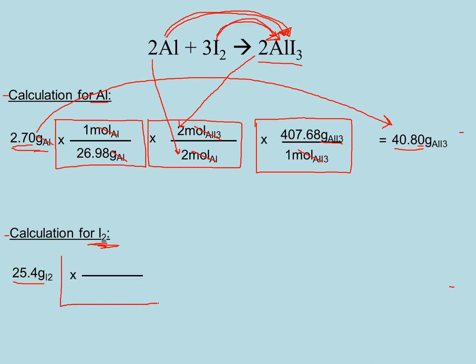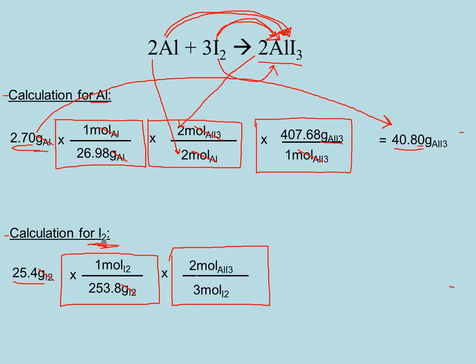The first step would be to set up a conversion factor that will cancel out grams of iodine. So we use the molar mass of iodine to get us to moles of iodine. We would then set up our next conversion factor so that we can get from moles of iodine to moles of aluminum iodide. So that is our 2 to 3 ratio, or 3 moles of iodine on the bottom to 2 moles of aluminum iodide on top. So we are now in moles of aluminum iodide.